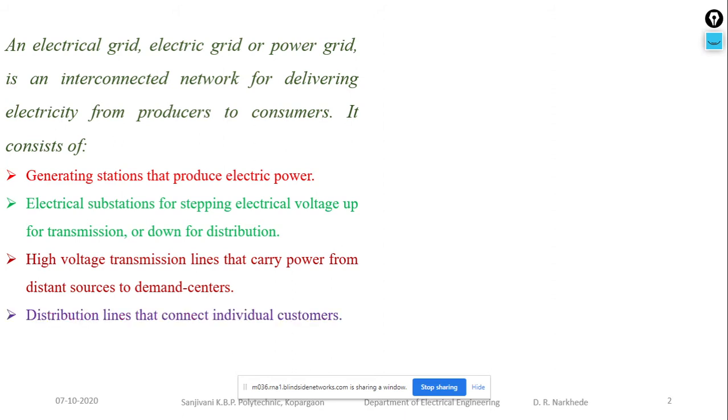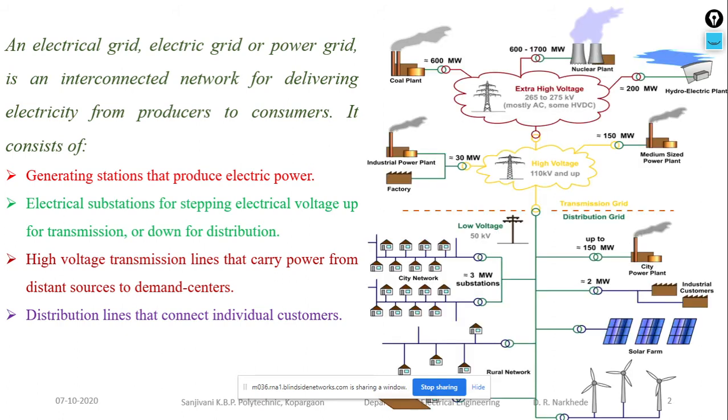Then you have seen the distribution lines that connect the individual customers. Next to your house you have seen distribution lines, there is a DP and after that there are poles. That pole will carry the 3 or 4 lines, and only 2 lines will come to your home. If it is single phase supply, then phase and neutral will come. So these are the parts of the substation, grid.